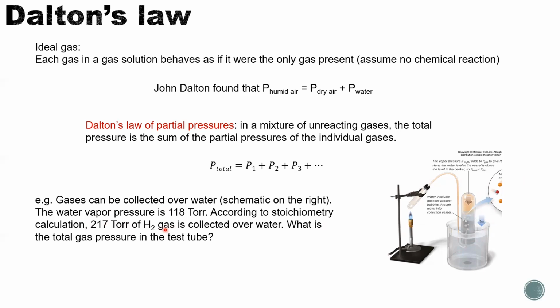The water vapor pressure is 118 torr. According to the stoichiometry calculation, so from a chemical equation calculation, 217 torr of hydrogen gas is collected over water. So what is the total gas pressure in the test tube here?